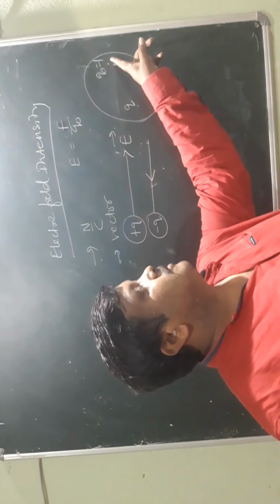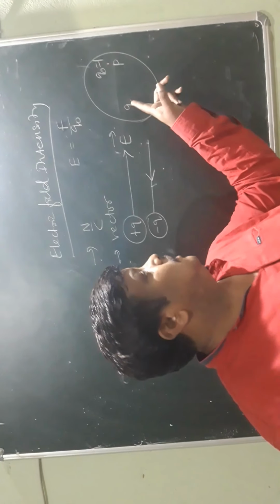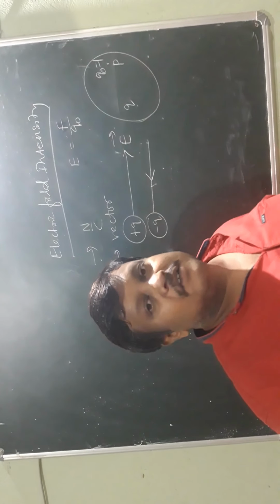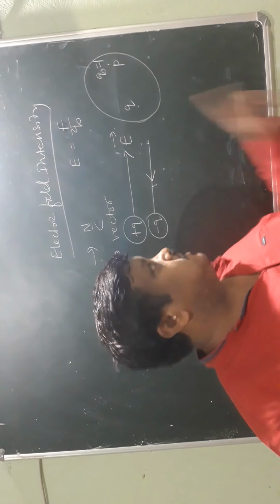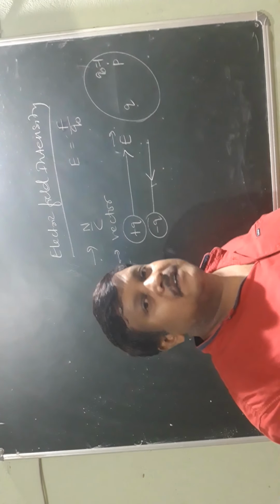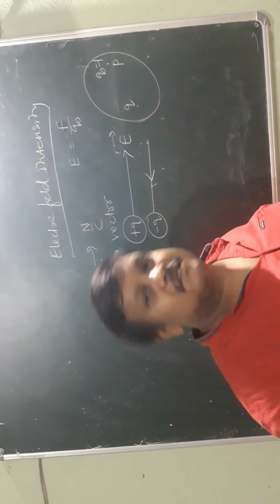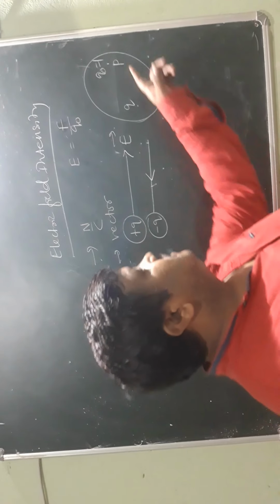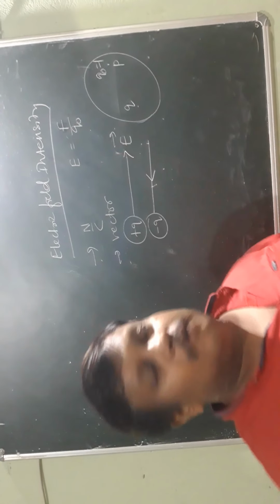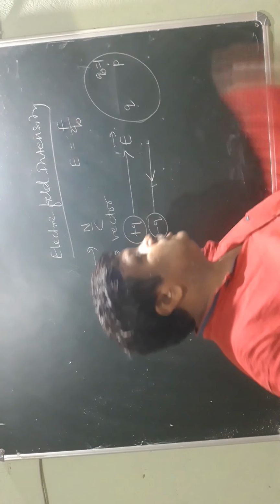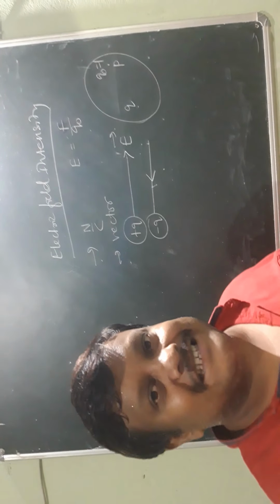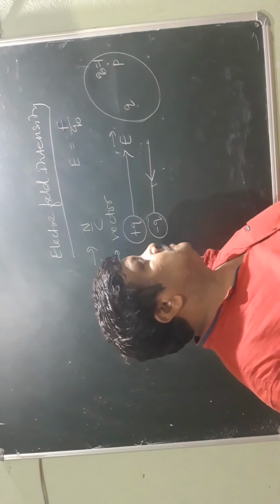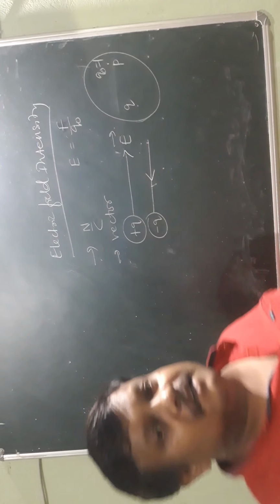So the electric intensity is defined as the force experienced by the unit positive charge placed at that point, with the condition that the position of the source charge is not disturbed, because if you change the position of the source charge, then the entire field will change. To find the electric intensity, you locate the observation point, place a unit positive test charge there, and check how much force is experienced by it. That is nothing other than the electric field intensity.